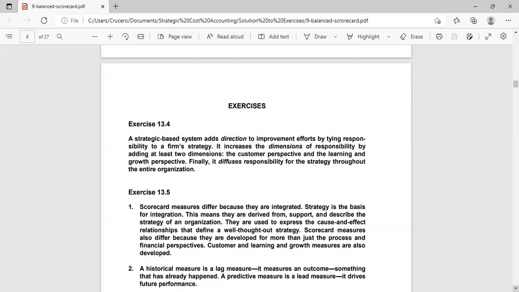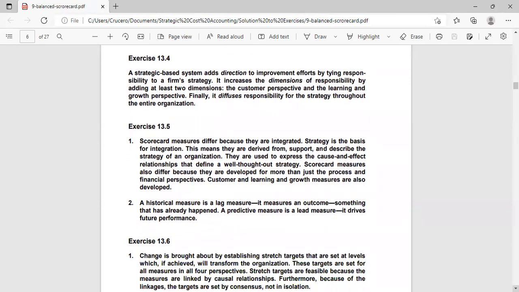And in the case of number two requirement for problem 13.5, a historical measure is a lag measure. It measures an outcome, something that has already happened. A predictive measure is a lead measure. It drives performance measures. So again, a historical measure is a lag measure.